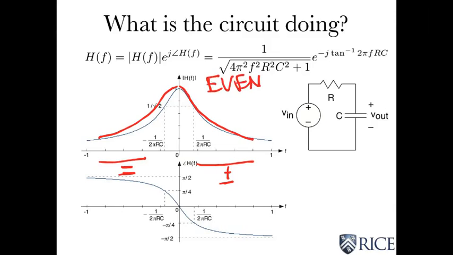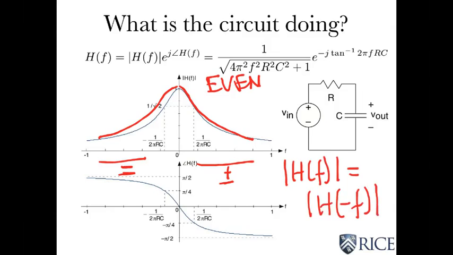And what that means is that the magnitude of H of f is equal to the magnitude of H of minus f. That's called even symmetry. And all magnitudes of transfer functions, of circuits and general systems, have this property. So you can just tell me what the positive axis looks like, and I can plot for you what happens at negative frequency very easily. It's a mirror image, so it's a very easy thing to do.